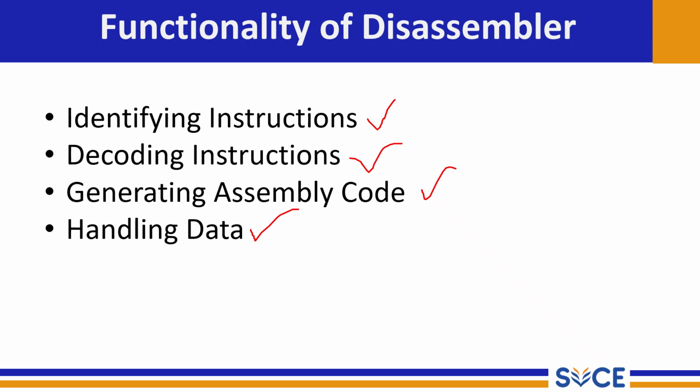Disassemblers are used in various scenarios, including the first one, reverse engineering. To analyze the functionality of a program without access to its source code. And second one, vulnerability research. So identifying the potential security flaws in the software by examining the assembly code for vulnerabilities like buffer overflow or format string bugs. And next one, malware analysis, understanding the behavior of malicious software by disassembling its code and analyzing its actions.